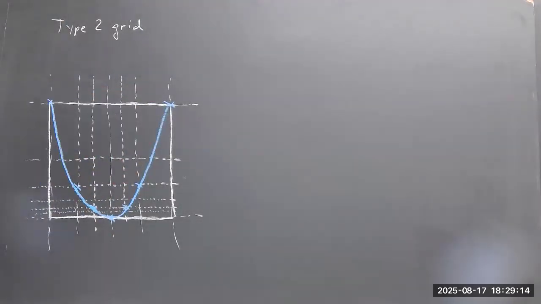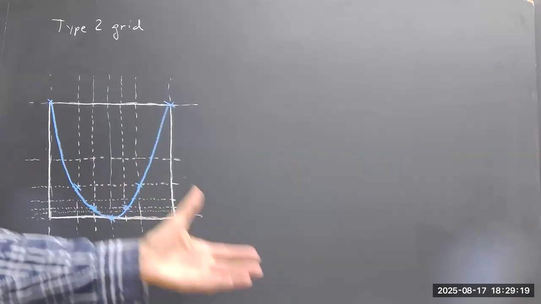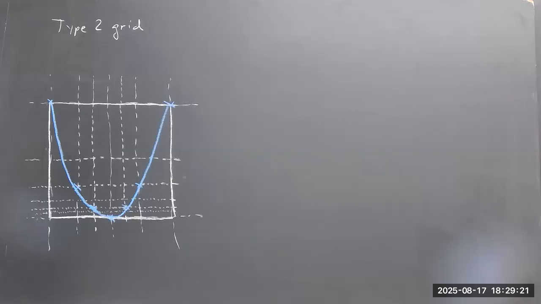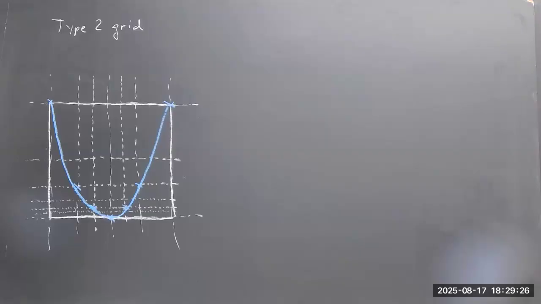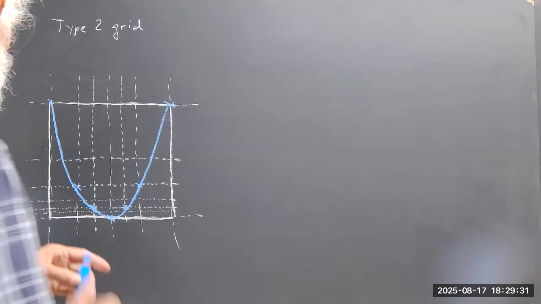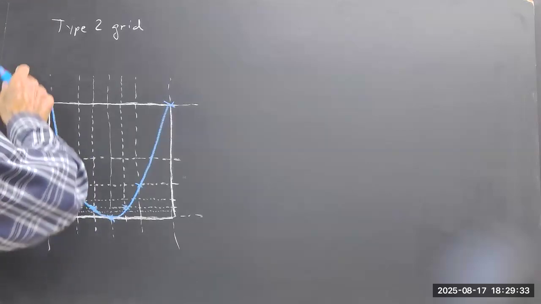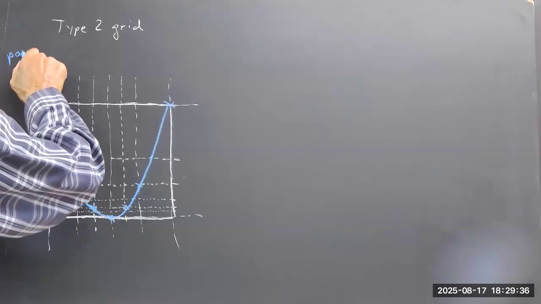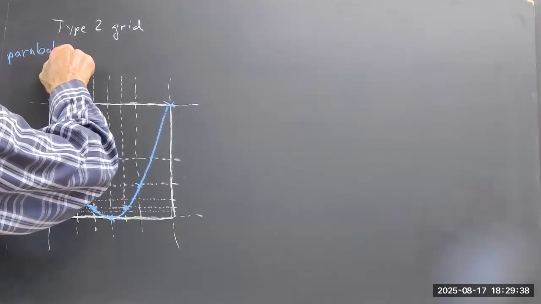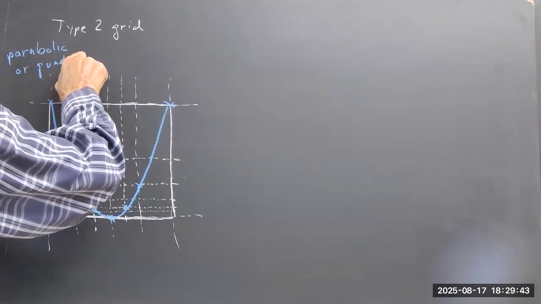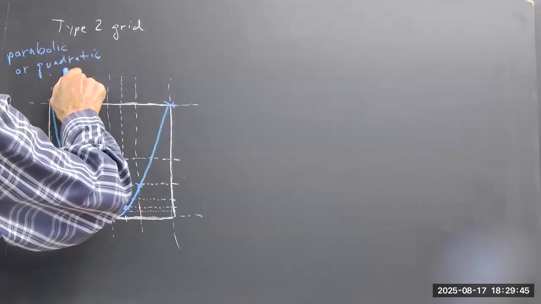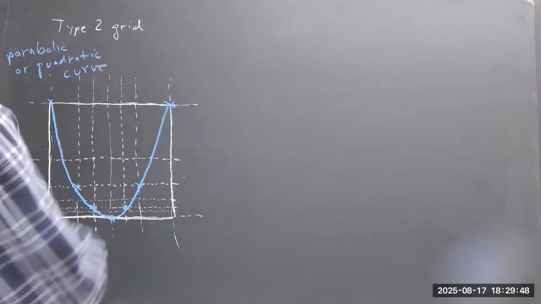I didn't quite hit that point. Okay, and there are things that we can do with this and that you will do within the first couple of days of class. Probably not on the first day, but maybe. Okay, so there we have it. Right there is your type 2 grid with parabolic or quadratic curve.